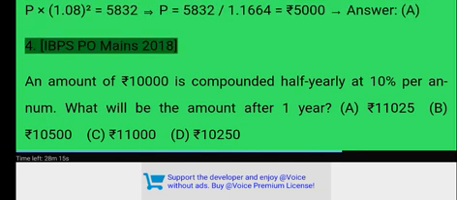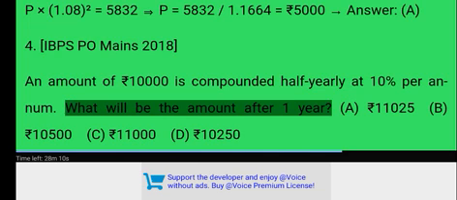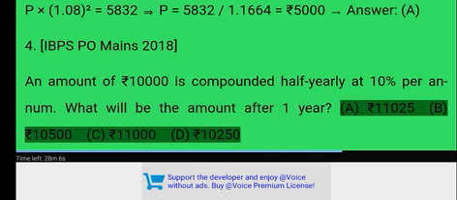4. IBPS PO Mains 2018. An amount of 10,000 rupees is compounded half-yearly at 10% per annum. What will be the amount after 1 year? A. 11,025 rupees, B. 10,500 rupees, C. 11,000 rupees, D. 10,250 rupees.